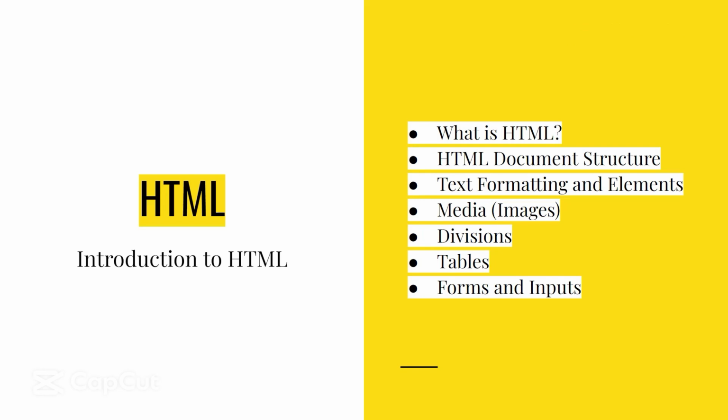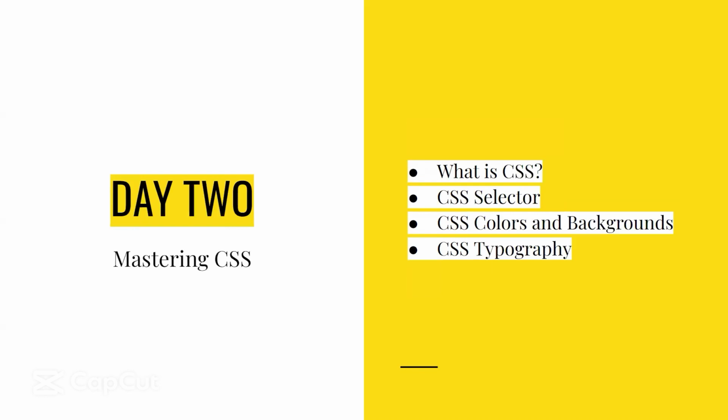Then we'll speed up and see how much we can cover, so we can finish this scheme that was planned for HTML, so we can go into the main topic of today, which is day 2, mastering CSS. And in this day 2, we'll also be looking at what CSS is. We'll look at CSS selectors, CSS colors and background, CSS typography, right? In fact, we can actually merge the two and go together at the same time, right? I hope that makes sense.